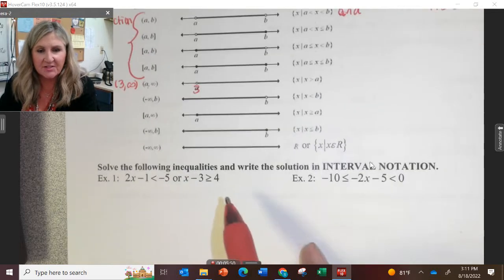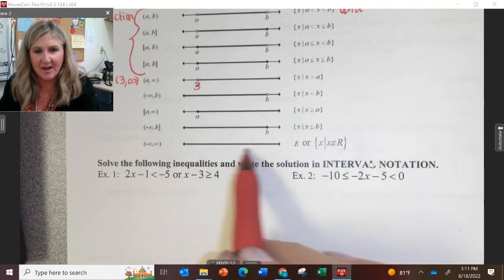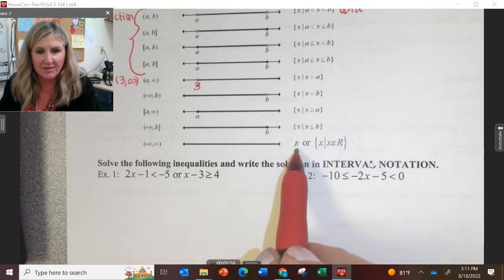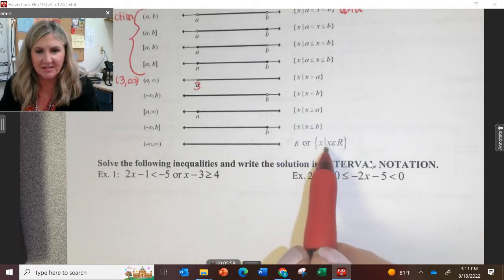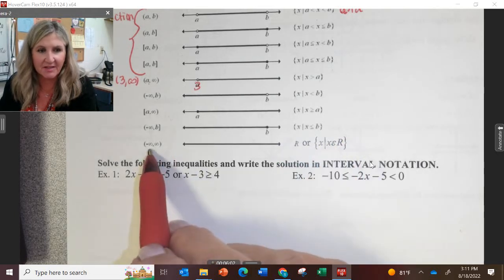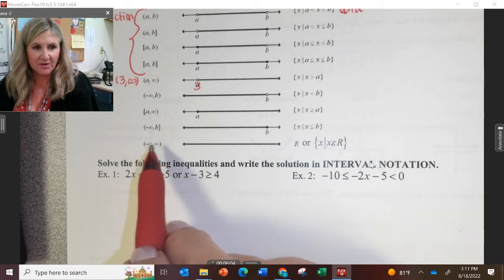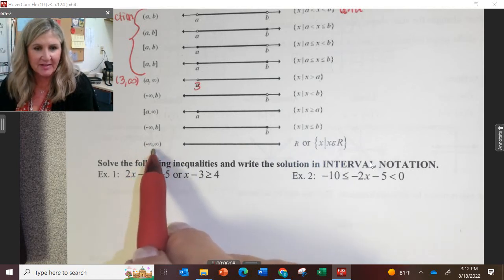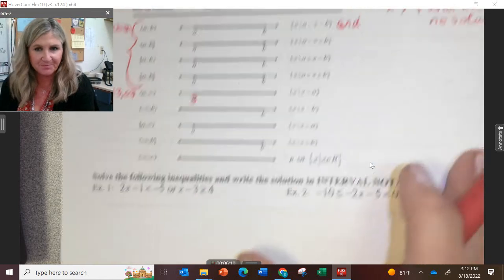Okay, and then the other situation we want to look at is what if we're talking about every number we can think of? Well, that's called all real numbers. Set builder notation is x such that x is an element of the real numbers. We're not going to use that. We're going to write it like this. If we're talking about all real numbers, that would be negative infinity to infinity, everything.